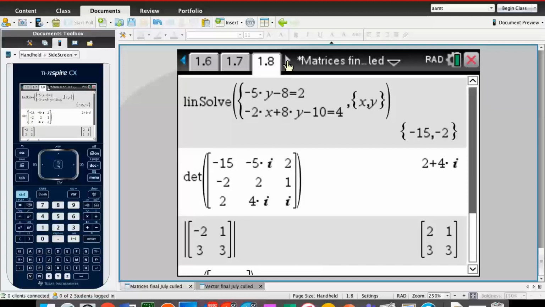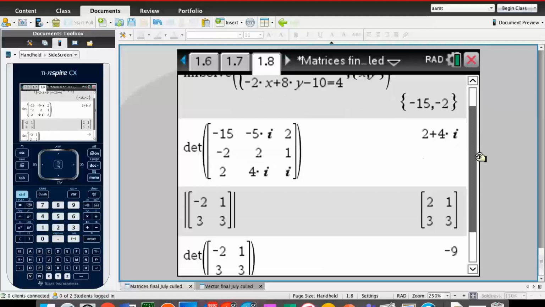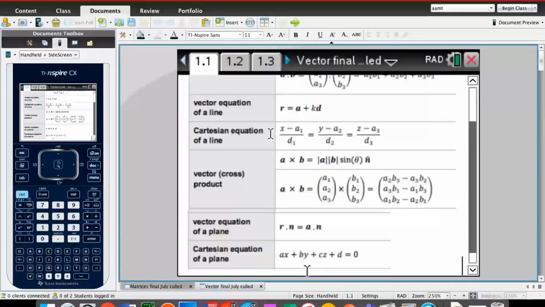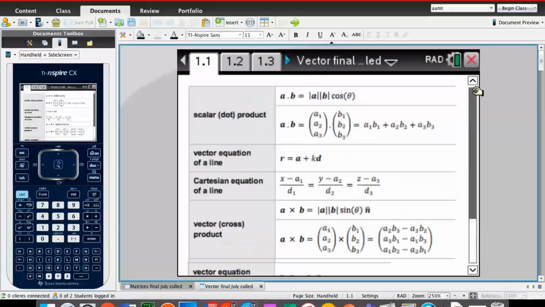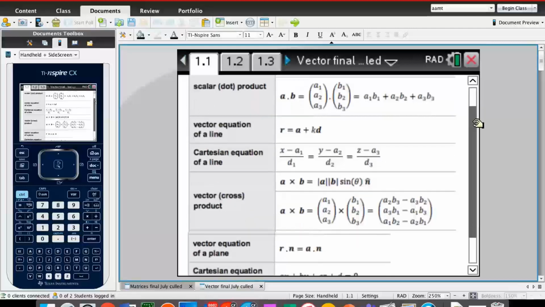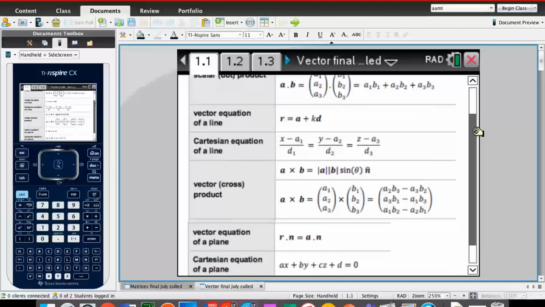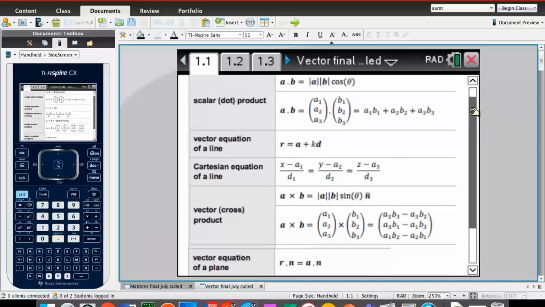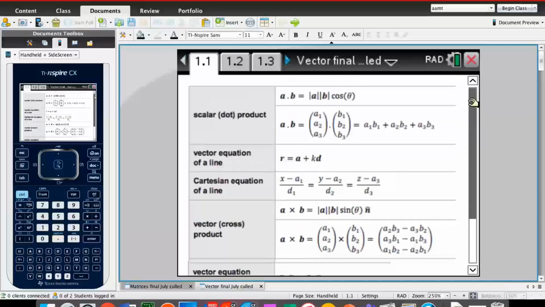Okay, so that's the end of those 3 problems. We'll now go on to the vectors. And in the formula sheet, there's a number of different formulae. So the angle between 2 vectors, the scalar dot product, the vector equation of a line, the Cartesian form, vector cross product, etc. So all these are in the formula sheet, and it's handy if you know what tools in the calculator are associated with the formula sheet.